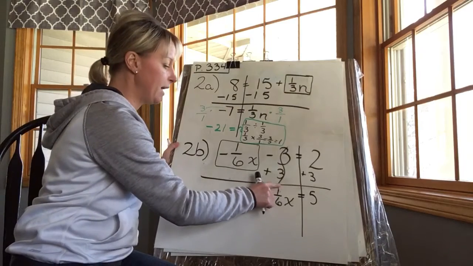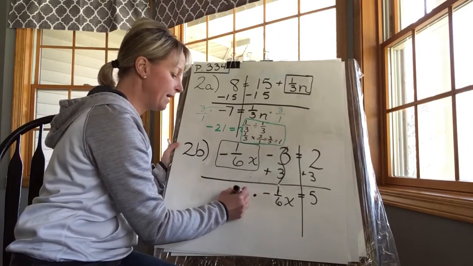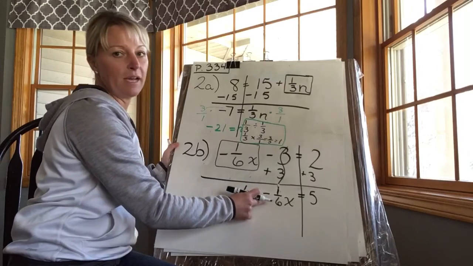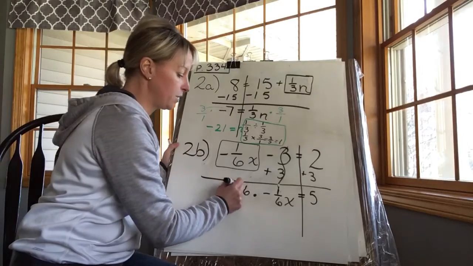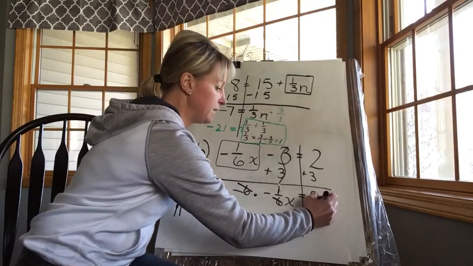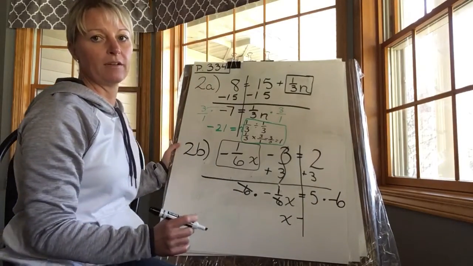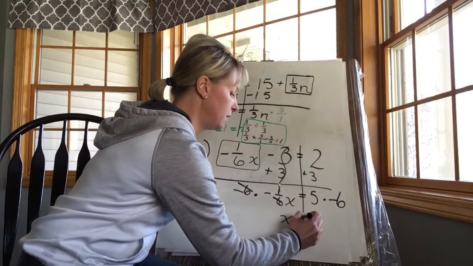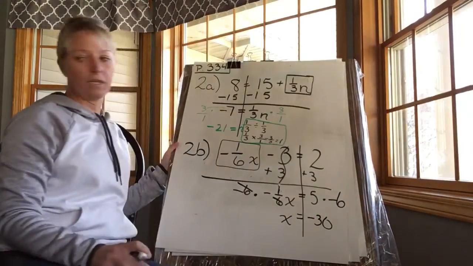If this is a negative 1/6, you must multiply it by a negative 6. You've got to keep the sign with it. So it's going to be a negative 6. Because those canceled each other out, I'm left with x. But then I need to multiply this side by a negative 6. So 5 times negative 6 is a negative 30 to get your final answer.